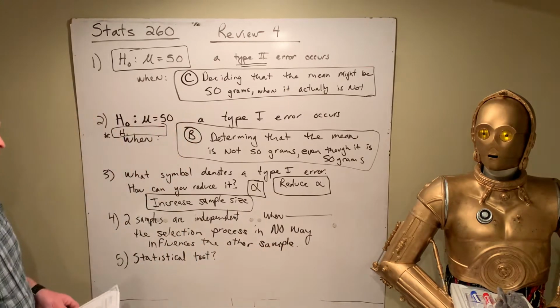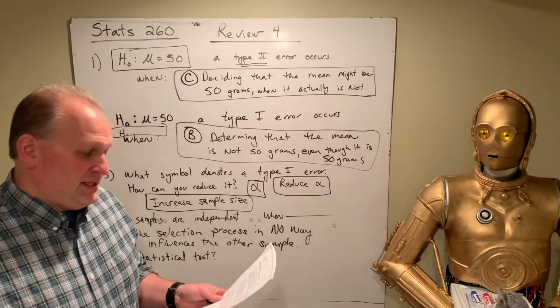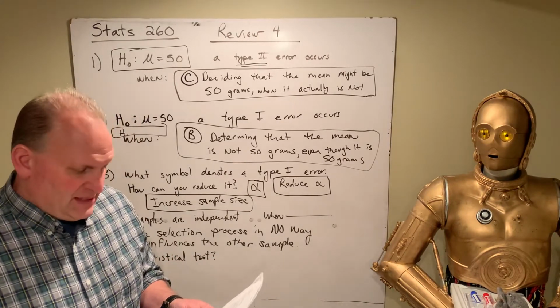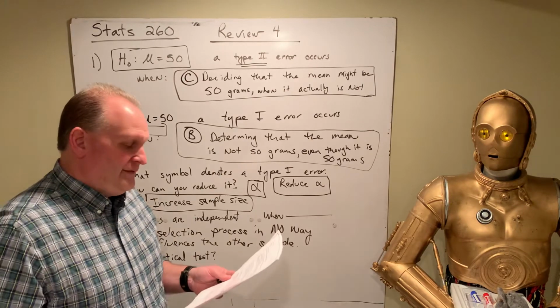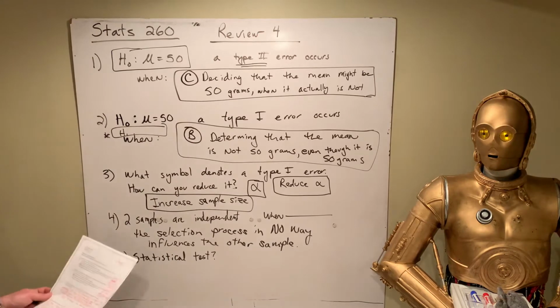Okay, so two samples are independent when the selection process of one sample in no way at all influences the other sample.